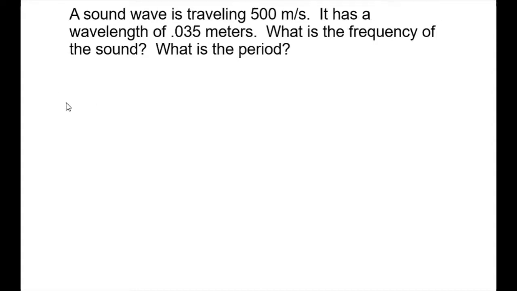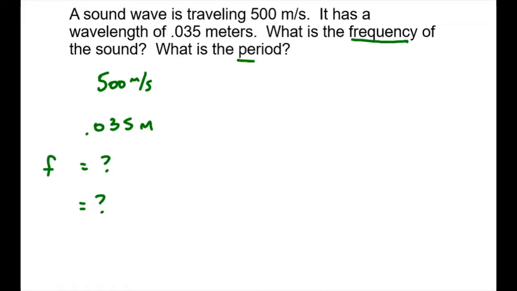So let's just write down what we have. As always, we have 500 meters per second. We have 0.035 meters. All right, and what we want to find is 2 things. We want to find the frequency, which is F, and we want to find the period, which is capital letter T.